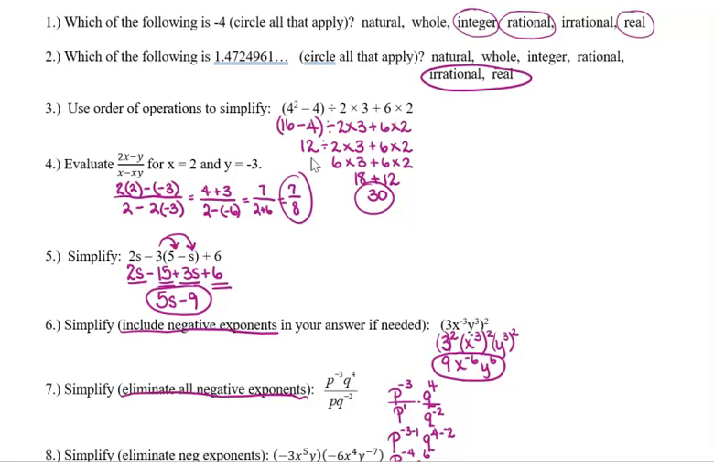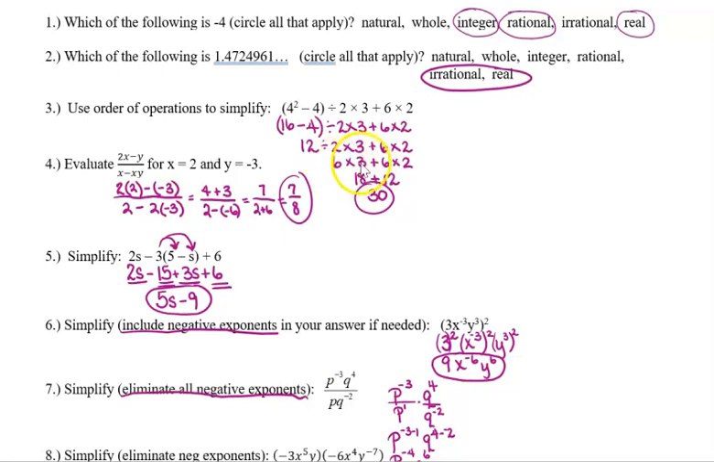Now I'm going to go back and see I don't have any other parentheses. I don't have any exponents. So I'm going to do multiplication and division at the same time from left to right. So I don't do multiplication first and then division. So I'm going to do 12 divided by 2 is 6. So now I've got 6 times 3 plus 6 times 2.